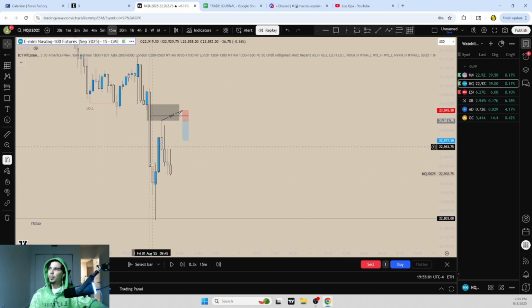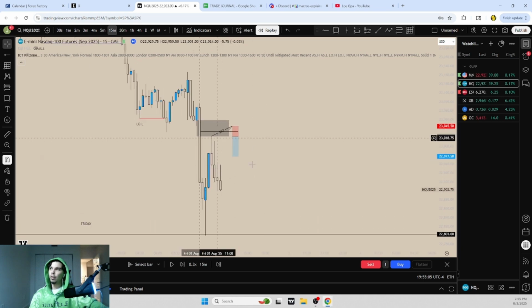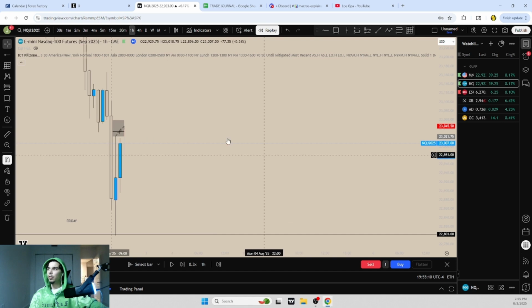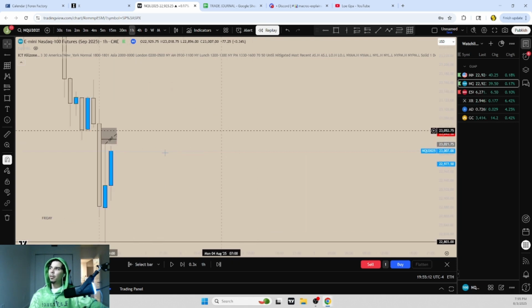Well, we're still respecting this 15 minute, but price is moving like absolute dog shit, right? So there's nothing really that I'm looking to target. That was what the 15 minute looks like. What does the hourly look like? Well, we actually left an hourly bearish fair value gap. So, okay, that can be good.